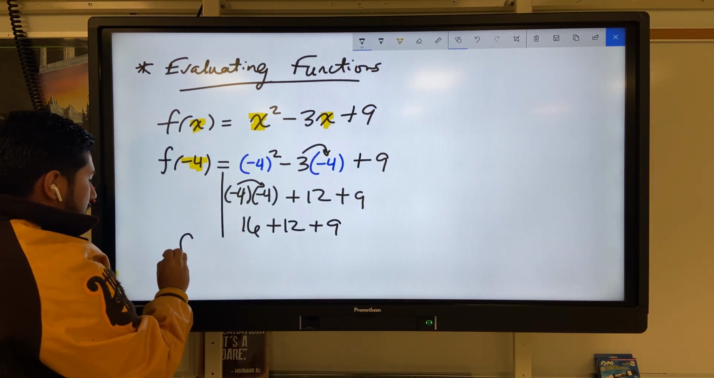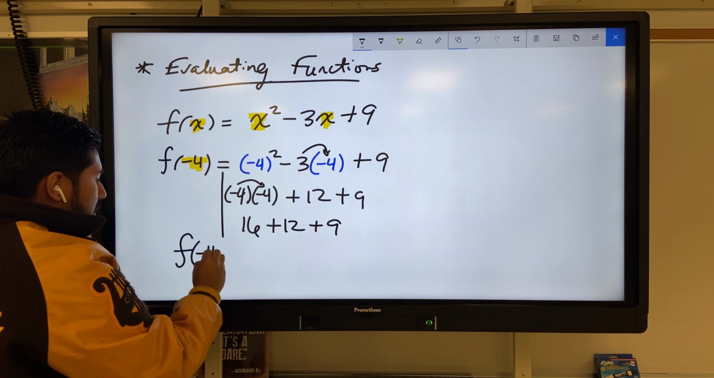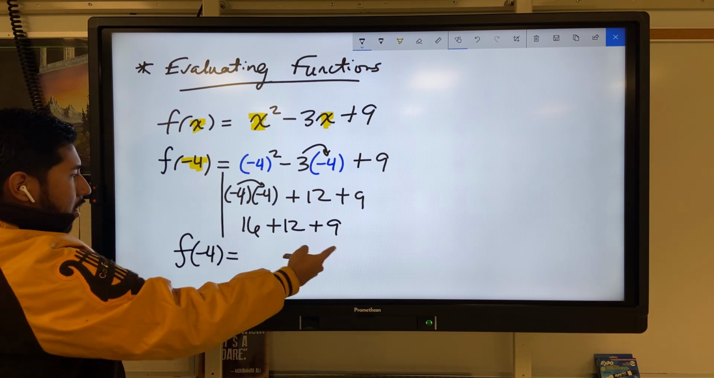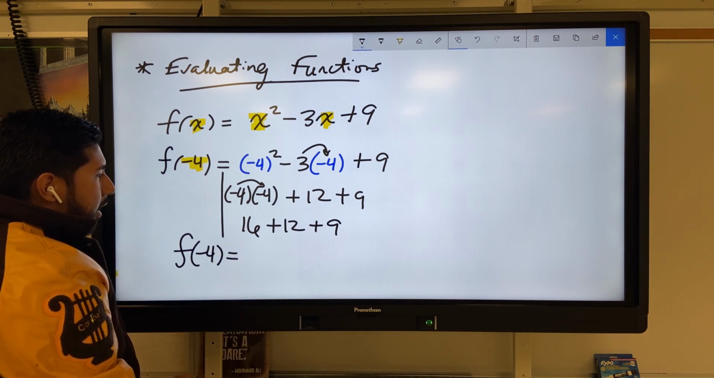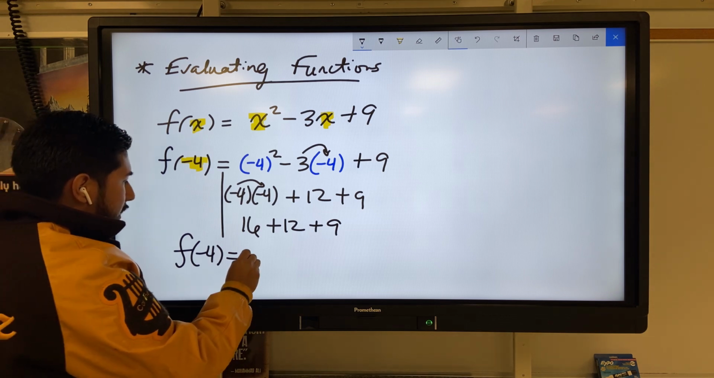My answer is f of negative 4 equals, putting this together, 28 and then 37.